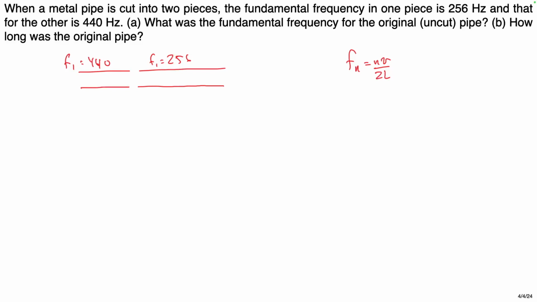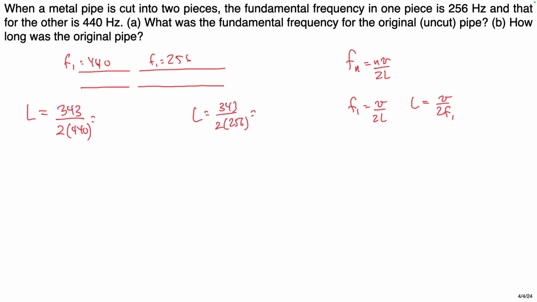It's right there, right? If it's the fundamental frequency, that's V over 2L. So the length is going to be V over twice the fundamental. Again, we'll use 343 over 2 times 440 to get me a length. And over here, again, open pipe, so I can use exactly the same equation, 343 over 2 times 256.